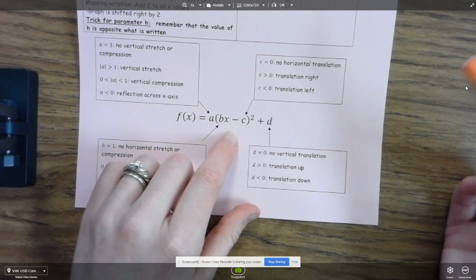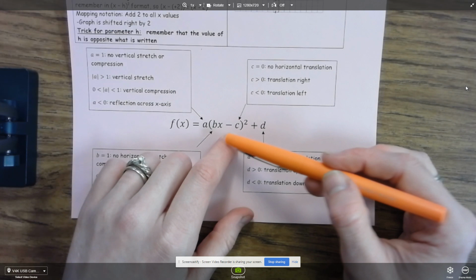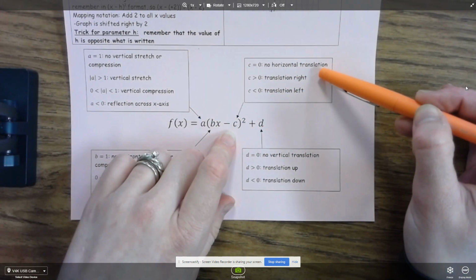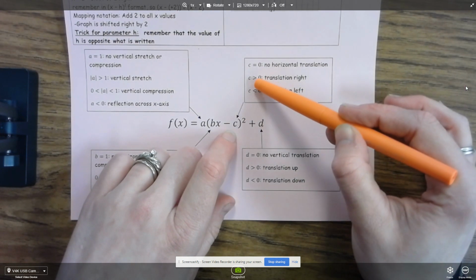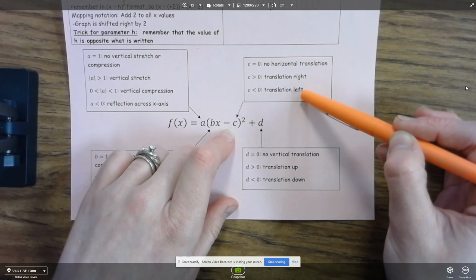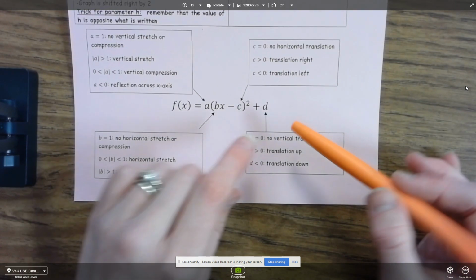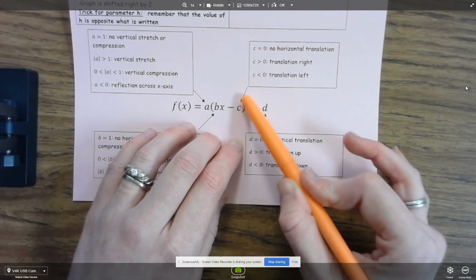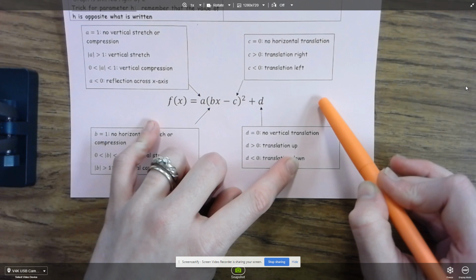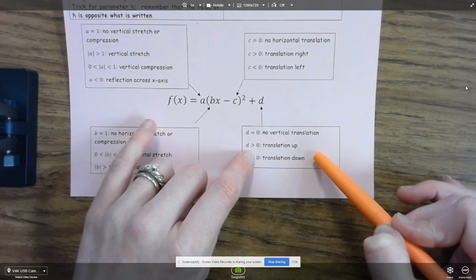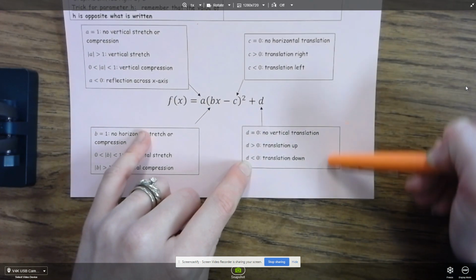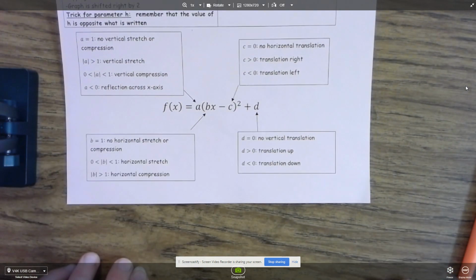Now, if the absolute value of B is in between 0 and 1, so again, these are just your fractions, your decimals, you're going to have a horizontal stretch. And if B is greater than 1, or again, absolute value of B, you're going to have horizontal compression. And then C is going to be your horizontal translations. So if nothing is subtracted from the x before it's squared, you're not going to go either direction, left or right. If C is greater than 0, then you're going to translate it right. If C is less than 0, you're going to translate it left. And then finally, D. If you have a number added or subtracted after the exponent, if there's nothing there, there's no vertical translation. You're not moving it up and down at all. If D is greater than 0, you're going to translate it up. If D is less than 0, then you're going to translate it down. So that's it for this video.